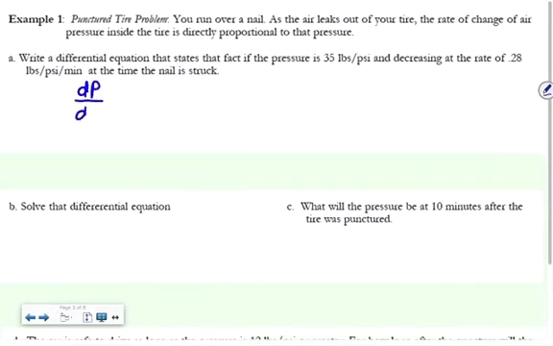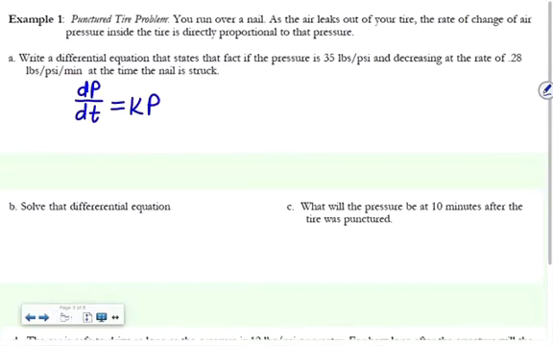dP/dt. Okay, it says that rate of change is directly proportional to that pressure. So what would I write? Equals kP. Okay, so we want to go from words to that differential equation. Now eventually, we just want to know the answer is going to be y equals Ce^(kt), but let's go through and solve this one more time just to make sure we know how to do it.